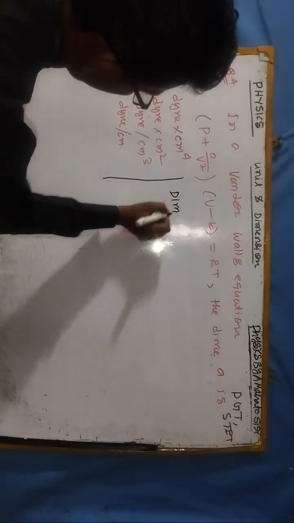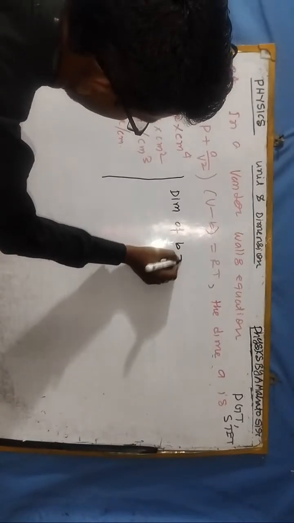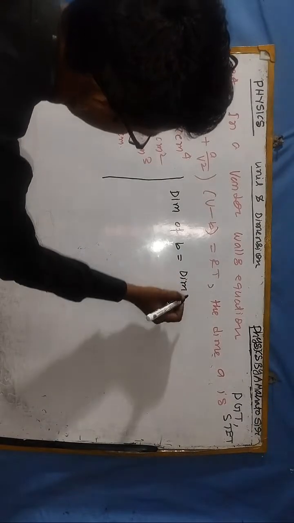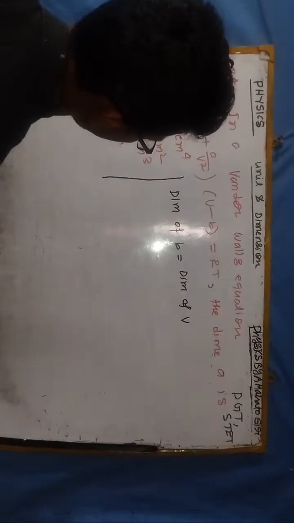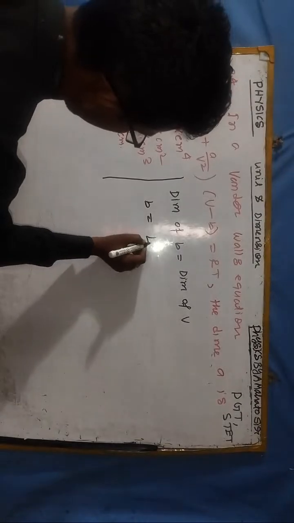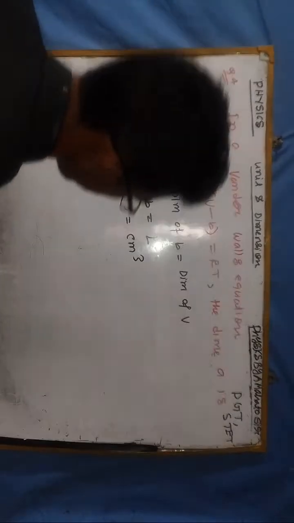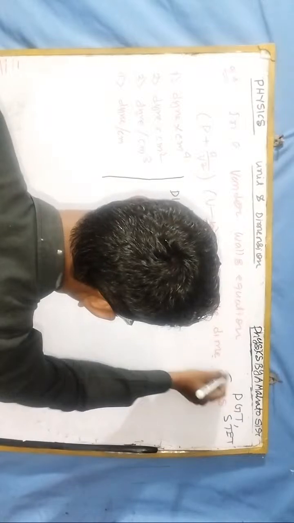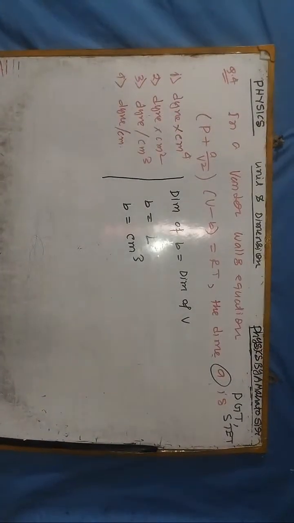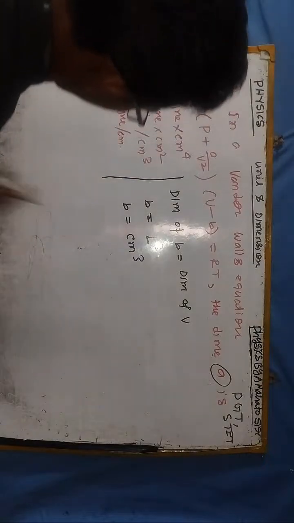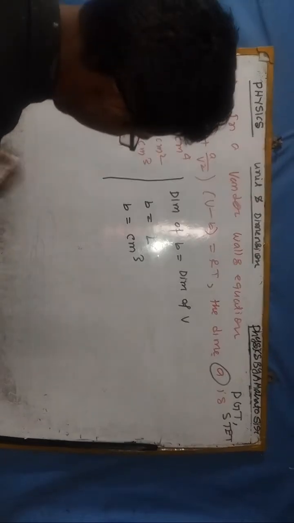Here the dimension of b equals the dimension of V. The dimension of V is L cube, so the centimeter here is cubed. But here we need to find the dimension of a, and we have the dimension of b.